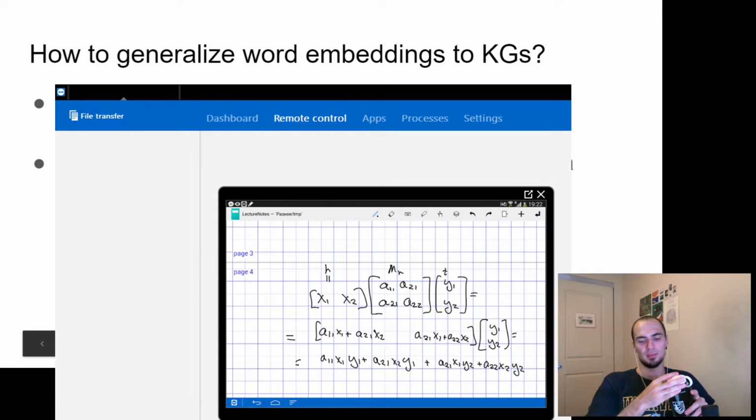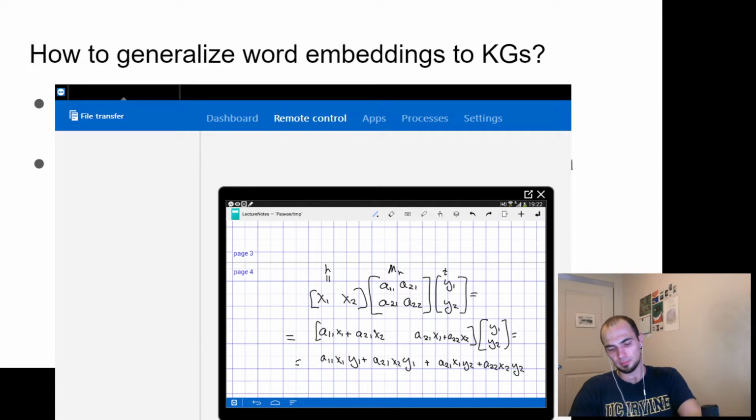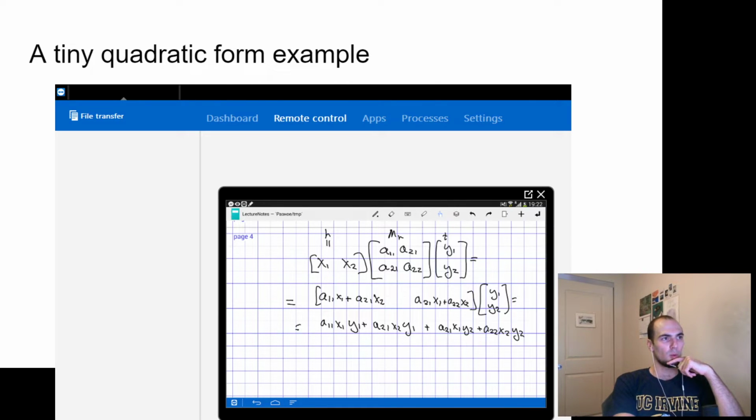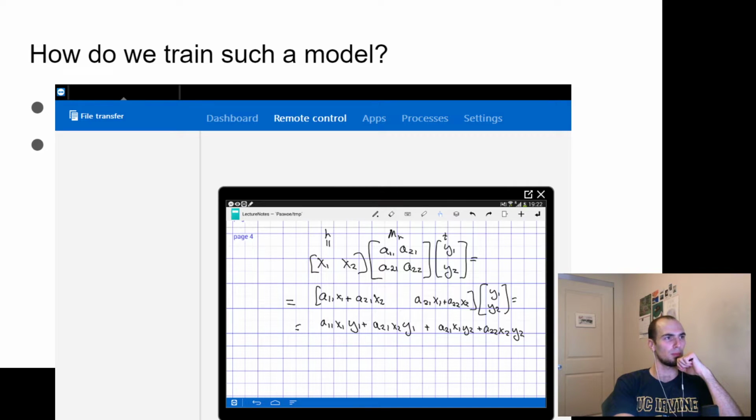The reason why this is relevant is that some of the other models actually simplify Rescal and restrict all relation matrices to be diagonal. And they still work. As you could imagine, matrices of this form have way less variety than the full matrices that we're considering in Rescal. So this is just to give you an idea of how expressive this model is. Well, that was the tiny quadratic form example.